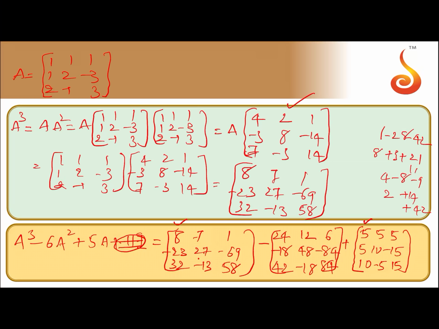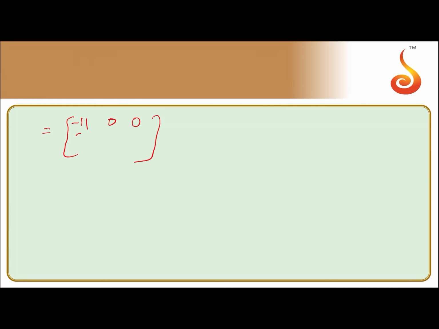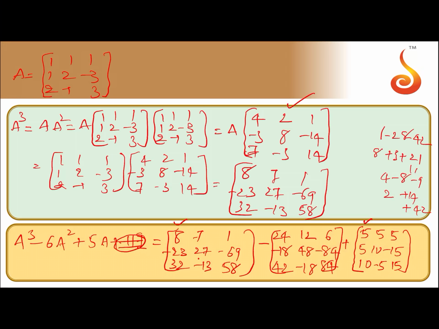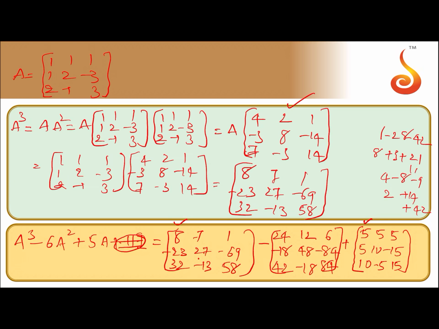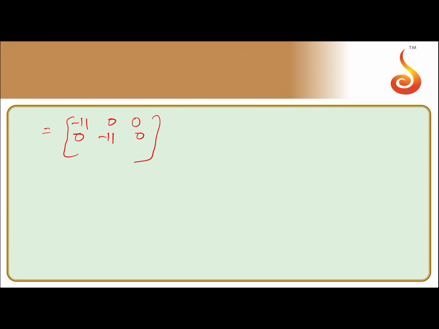Next, minus 23 plus 18 plus 5. 23, 23. This is 0. 27 and plus 10, 37, when you subtract, you'll be getting 11, minus 11. 69 and 15, 84. Of course, this is a 0. Similar way, you'll be getting 0, 0, minus 11. And that is equal to minus 11 times of unit matrix.